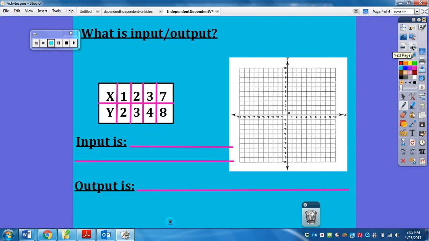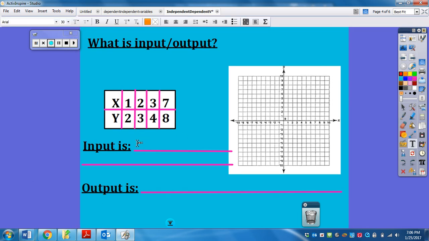Next up, we have what is input-output. You have a little chart here that has your x values and your y values. And what we want to do is figure out what the relationship is between your x and y values. Now we know that the input is when you are substituting in a value for x. So we want to say input is substituting.